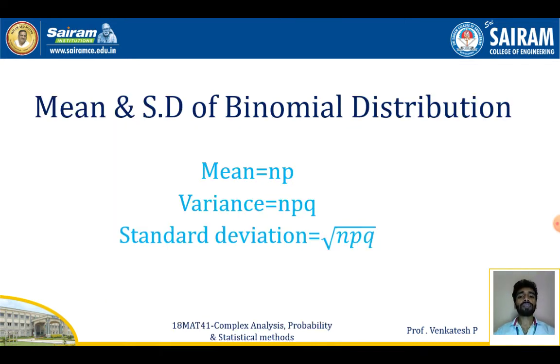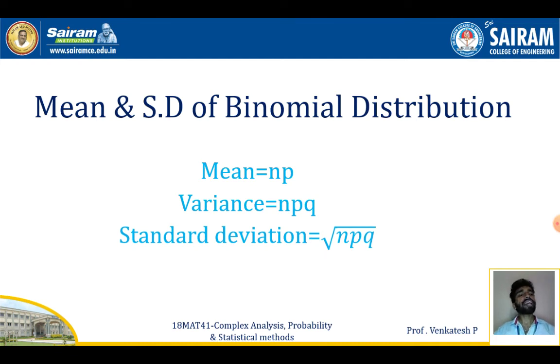Now I'm going to discuss the mean and standard deviation of the binomial distribution. Since binomial distribution is a discrete probability distribution, I am going to take the mean formula here. Mean is equal to summation x into P of x. By combining the mean formula and the binomial distribution P of x formula, I will get mean is equal to np. Here n is nothing but the number of trials and p is nothing but the probability of success.